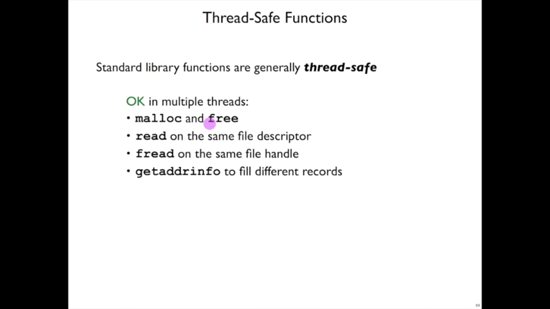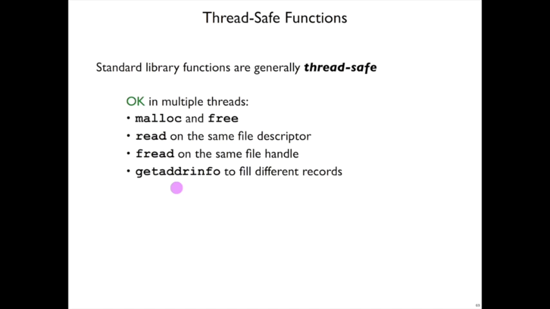For example, as we've seen many times, you can call malloc on one thread and then free that same memory in some other thread. You know from implementing your own allocator that there are some data structures inside malloc and free. It has to synchronize them, but that's the problem of malloc and free and not yours. Similarly, read on the same file descriptor works just fine. fread on the same file handle is made thread safe so that each bit of information goes to one thread or the other.